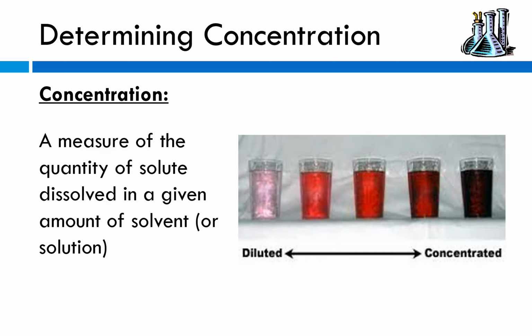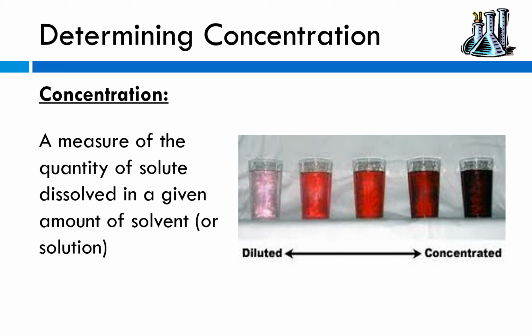So when we're talking about concentration, we're really looking at the measure of the quantity of solute dissolved in a given amount of solvent, or for the solution in general. We want to be specific with concentration. Just using the terms diluted versus concentrated can be really vague and overall not too helpful. We want numbers there so that we can really compare concentrations.